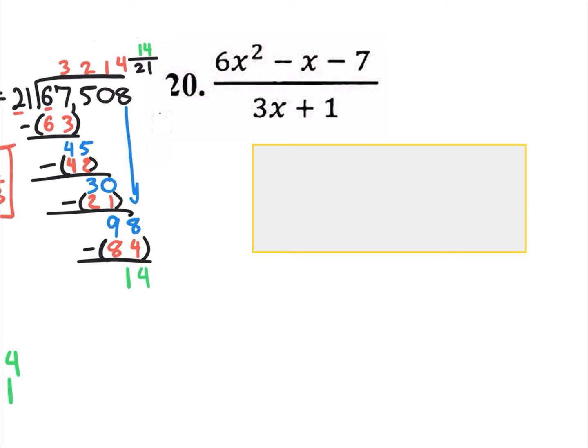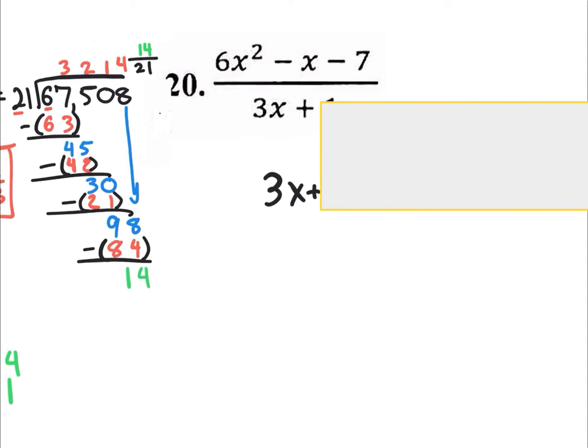number 20. Okay, now I kept the work right here so we could compare with this new fraction that has a trinomial divided by a binomial, 3 terms, 2 terms, right? So first we're going to begin by writing it with the long division box. The numerator will always go inside the box. The denominator always goes outside of the division box.